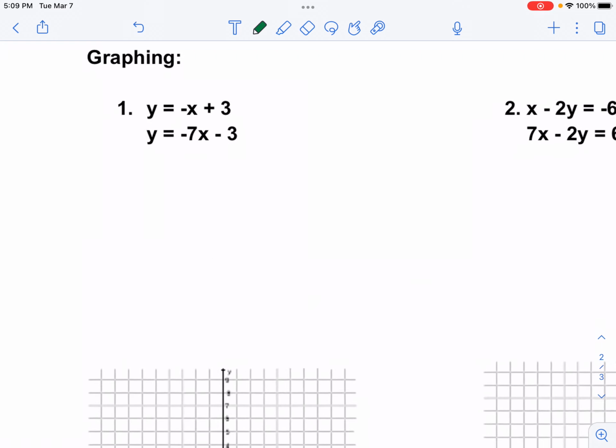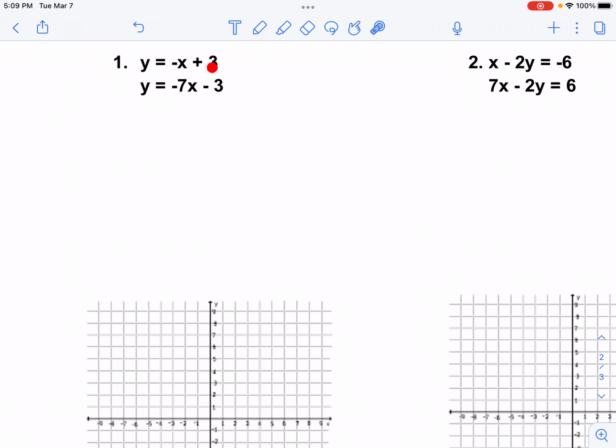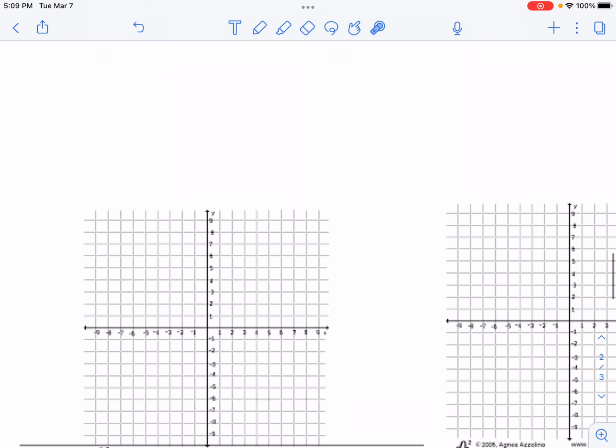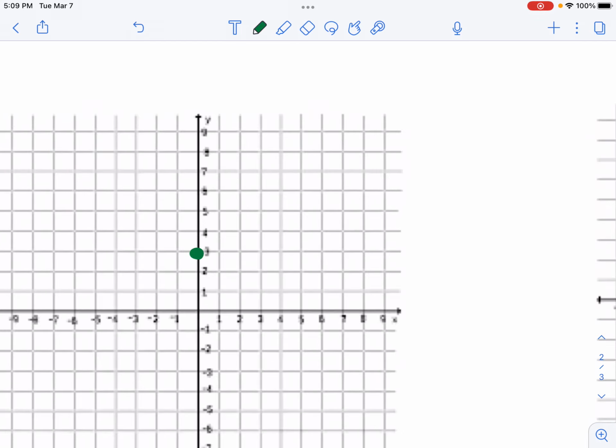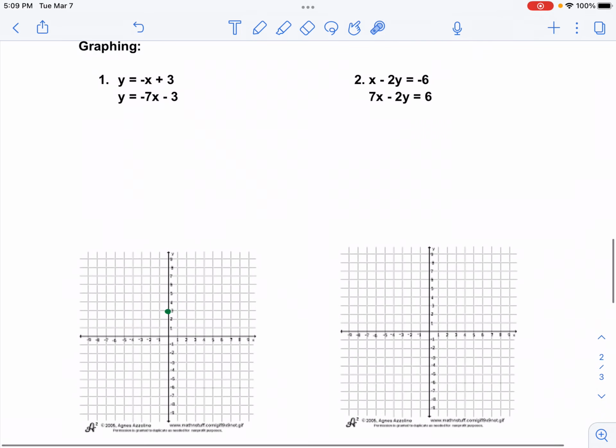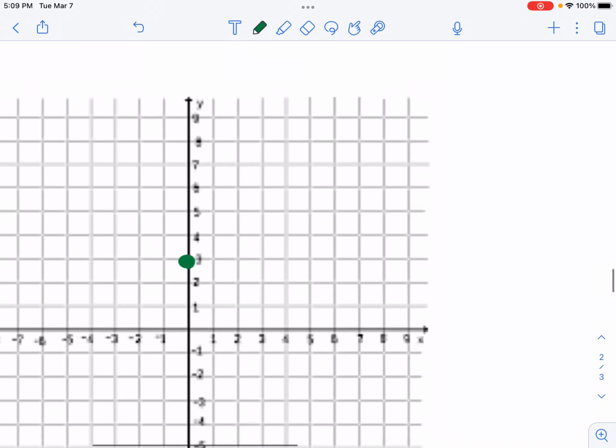So let's start with y equals negative x plus 3. How do we graph this line? Well, we're going to start with the y-intercept. What's the y-intercept? 3. So we're going to go down here and plot a y-intercept of 3. And then we go back. What was our slope here? Just negative x. So what number is in front of the x? It'd be negative 1. So the slope is negative 1. And we know slope is the same as what? Rise over run. So negative 1 over 1.